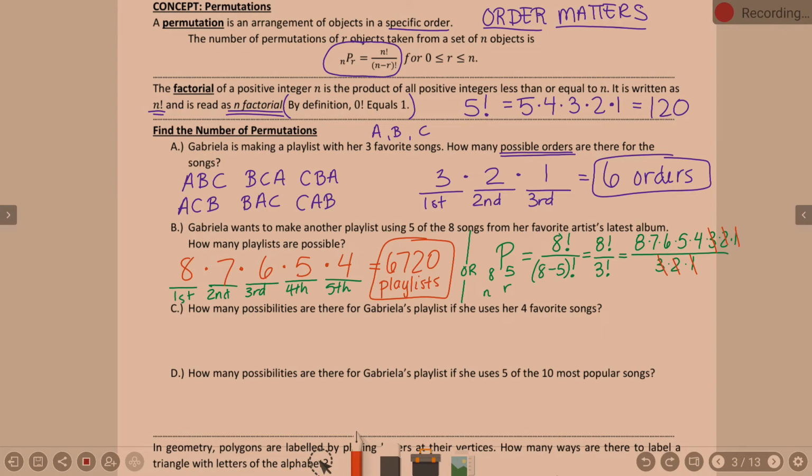Do those numbers on top look familiar? They do. Okay, the 8, 7, 6, 5, 4. And so what do we already know those multiply out to be? 6,720. Now, I know you're saying, okay, Ms. Sargent, that was the really longer way. I understand that. But you very well may end up being a person that just wants to stick to the formula so you don't have to think about anything else. I want you to see how you use the formula. Okay? Questions there?